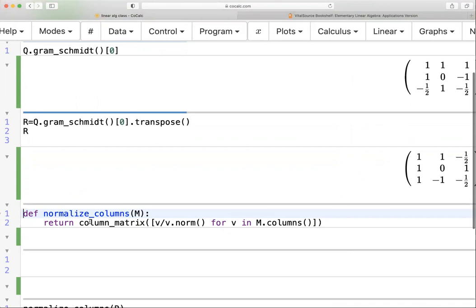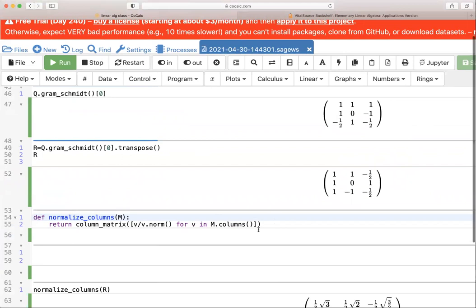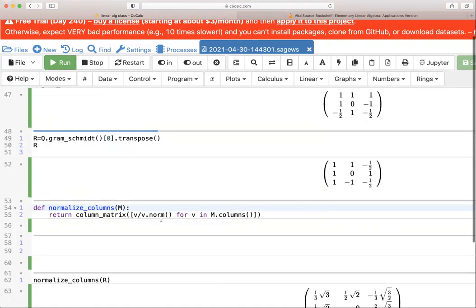Let me start on the right here. Basically, m.columns just gives the list of the columns of this matrix M. And then for each column of M, I call that column V. I take V divided by the norm of V. So this first column here, I'm going to take the 1, 1, 1, divide by the norm of 1, 1, 1, which is root 3. And then doing the same thing for all the columns, and then throwing that together in a matrix, I get this function here that returns.